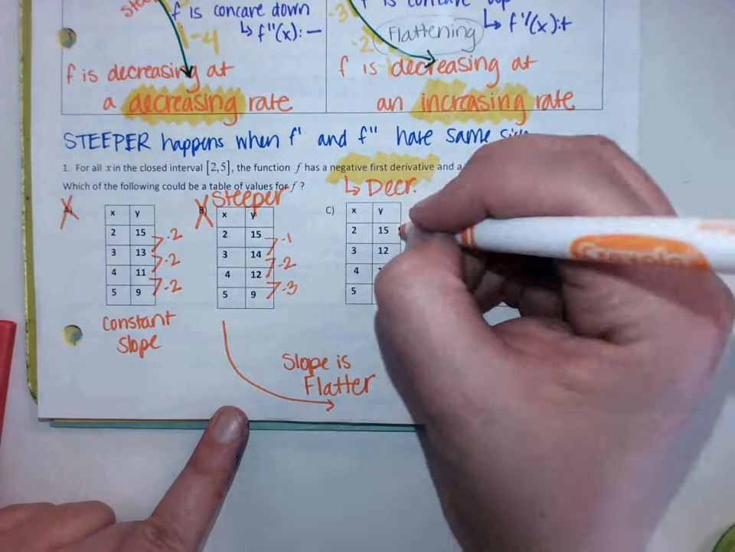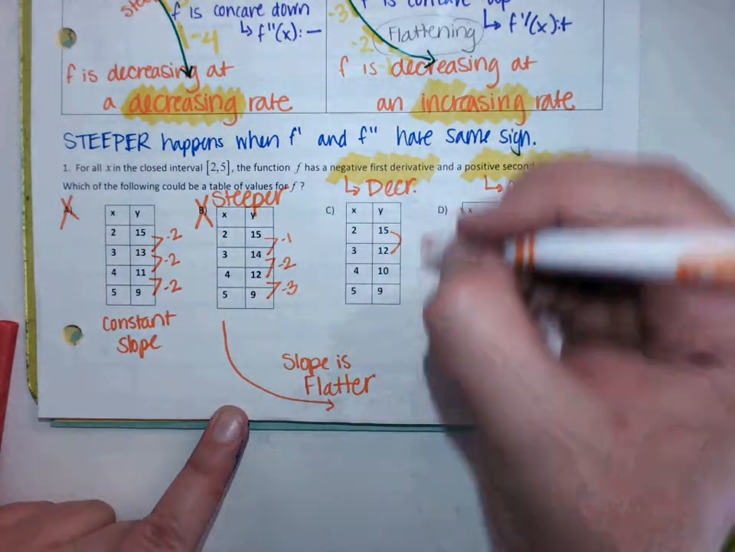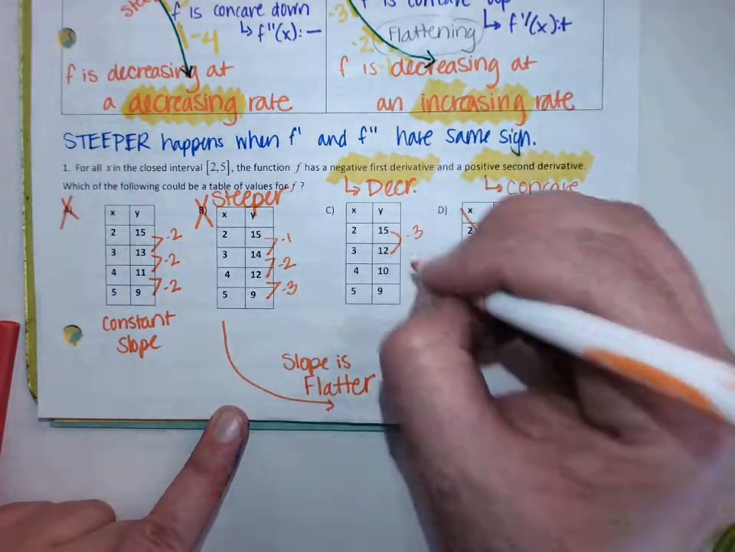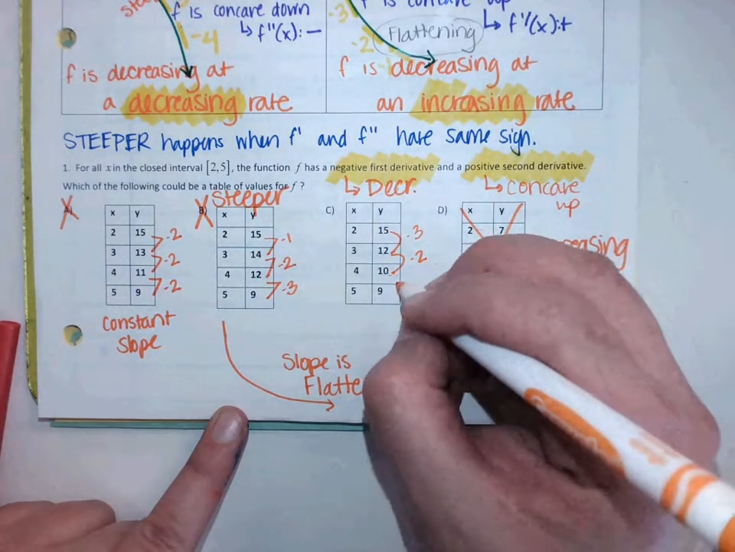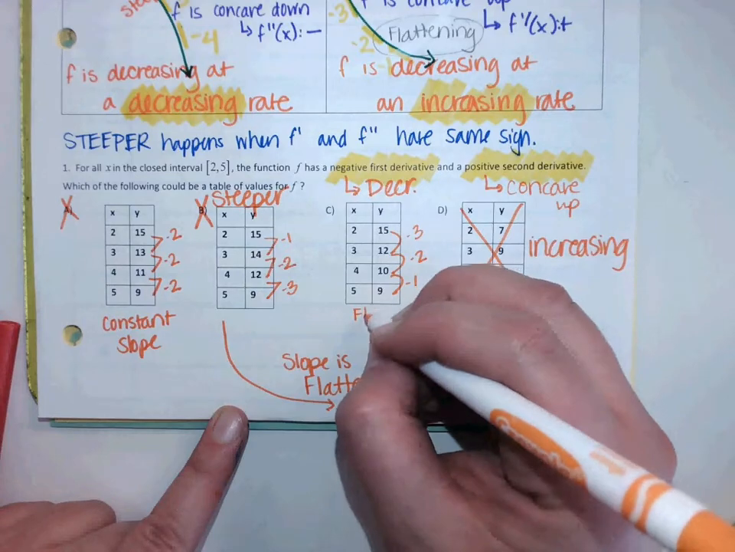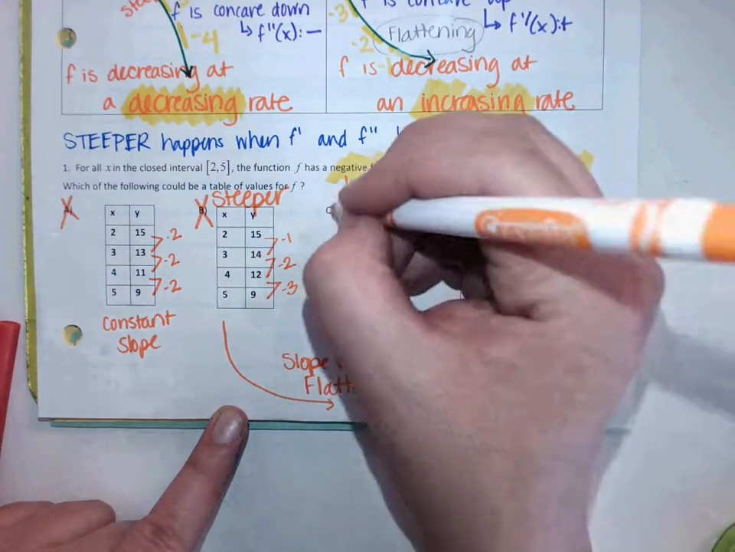Look at your Y values. 15 to 12, minus 3. 12 to 10, only minus 2. 10 to 9, only minus 1. That is getting flatter. So that is my match.